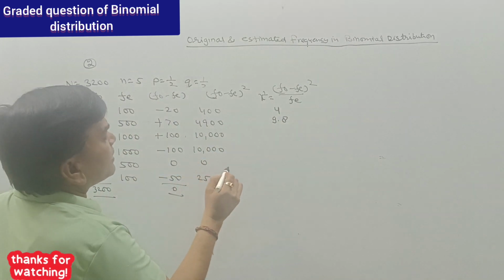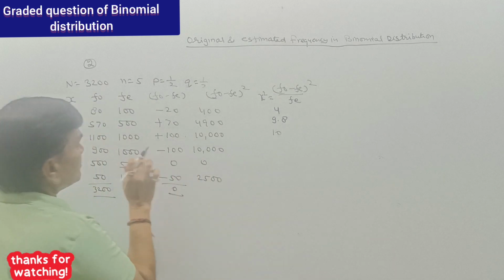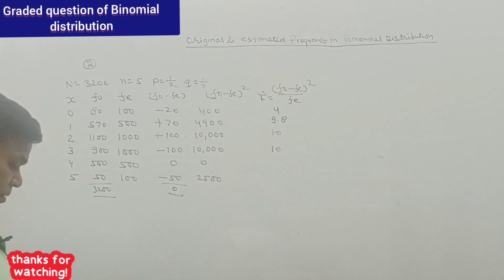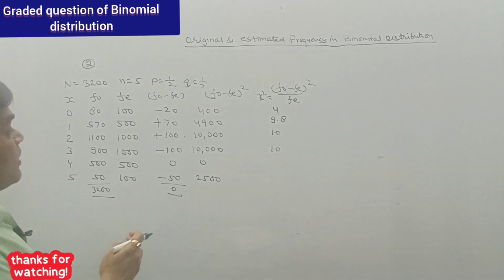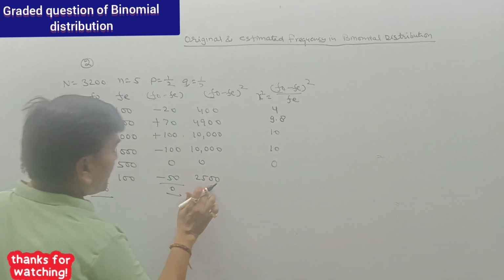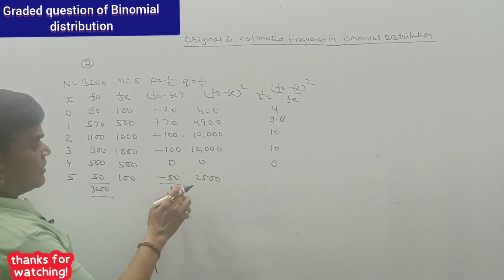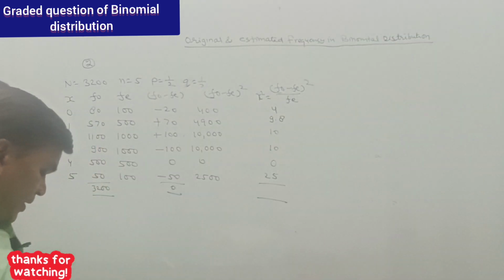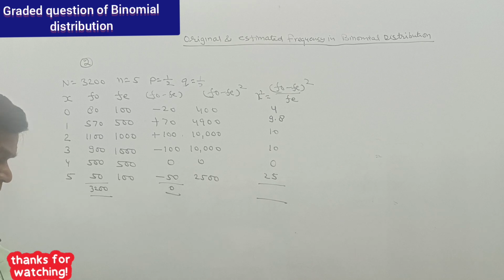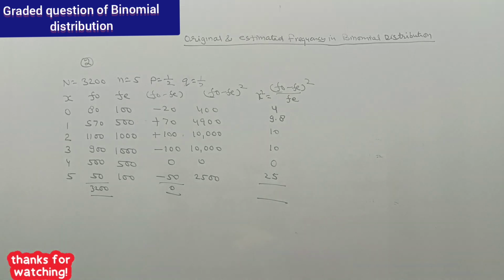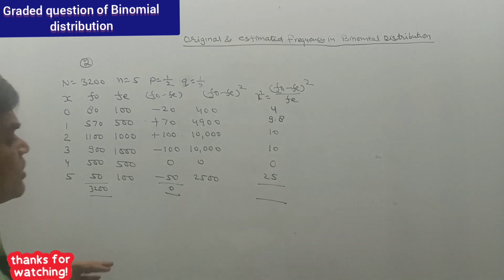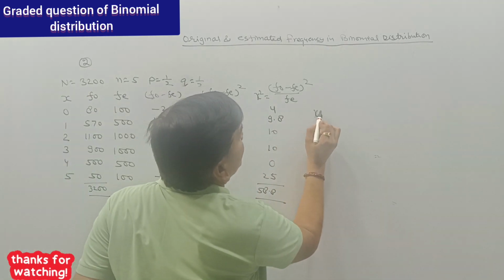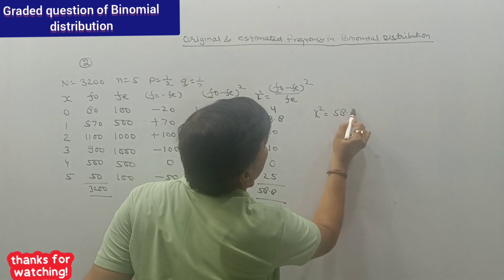10,000 divided by 1000, that is 10. 10,000 divided by 1000, that is also 10. So there will be 20. Now this is 0. 2500 divided by 100, that is 25. So 25 will add to this, so this will be 58.8 we are having. So the chi-square test value is 58.8.